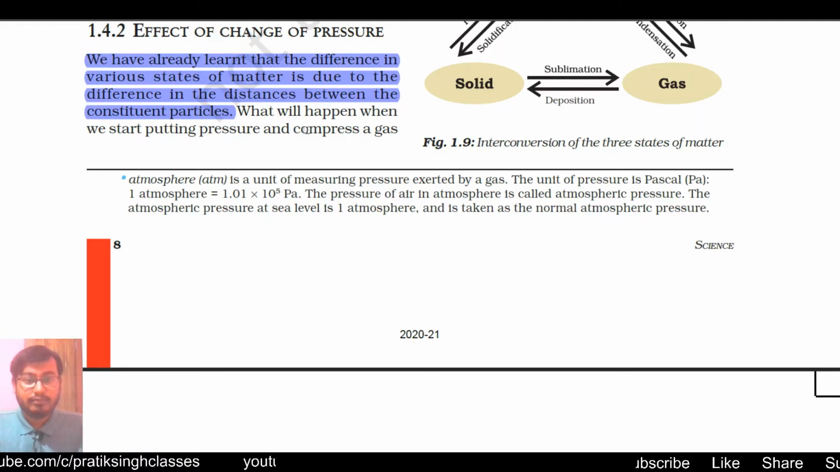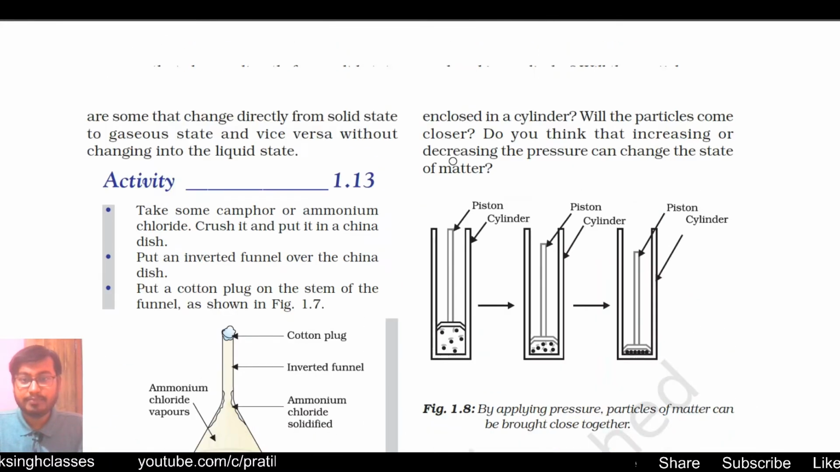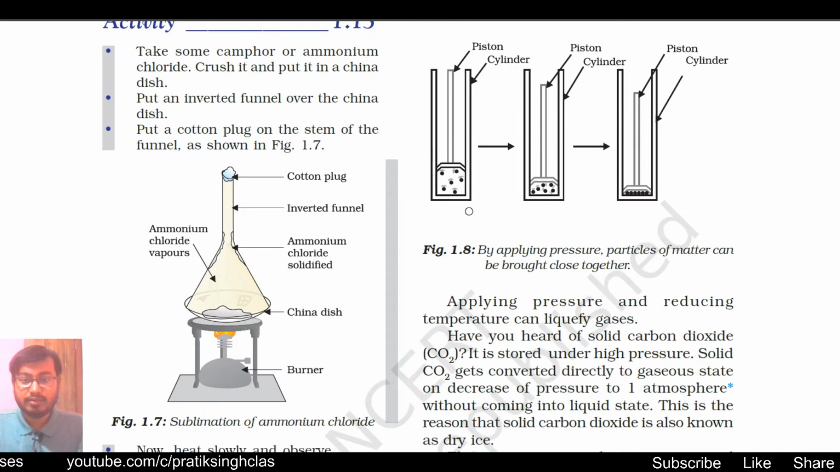What will happen when we start putting pressure and compress a gas enclosed in a cylinder? As you can see in figure 1.8, it is a cylinder and some gas is filled inside and compressed by a piston. When we push the piston inside, or downwards, the volume decreases, and the volume decreases further when we increase the pressure further.